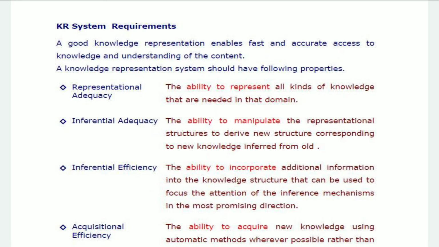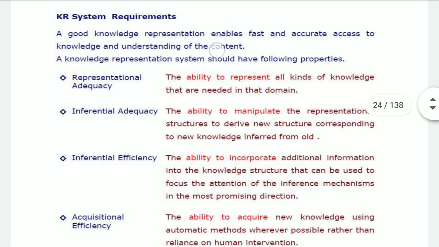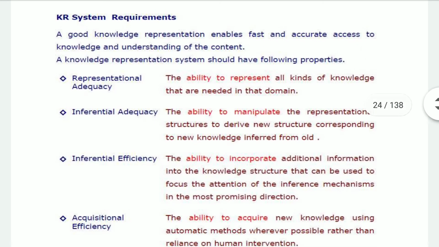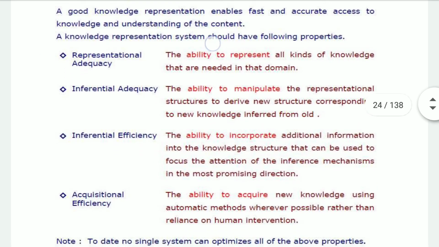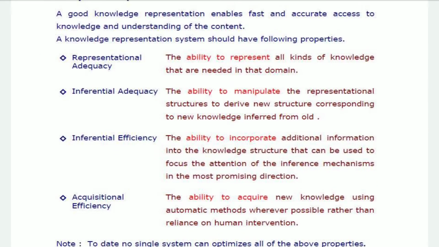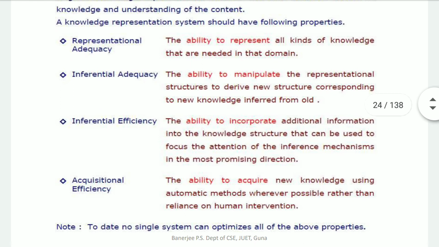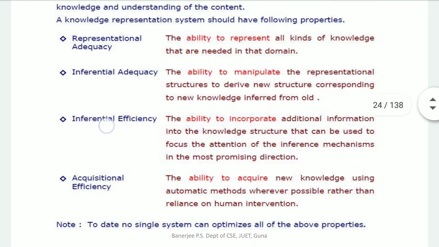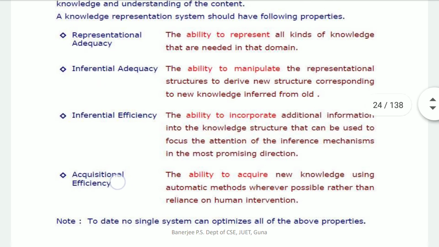We do have certain KR systems, or the knowledge representation requirements. A good knowledge representation enables fast and accurate access to the knowledge and understanding of that content. A knowledge representation system should have the following properties. What are the following properties? Now, it must have representational adequacy, it must have inferential adequacy, it must have inferential efficiency, and it must have acquisitional efficiency.